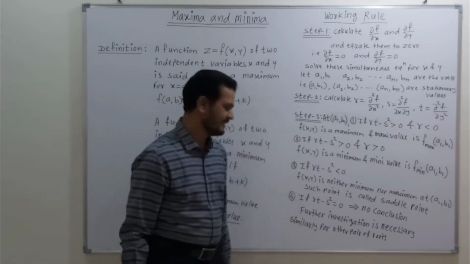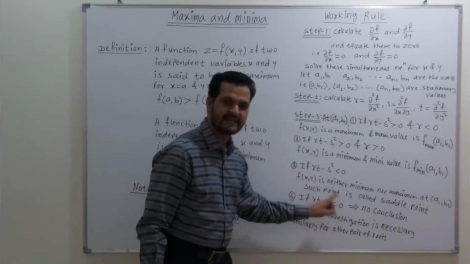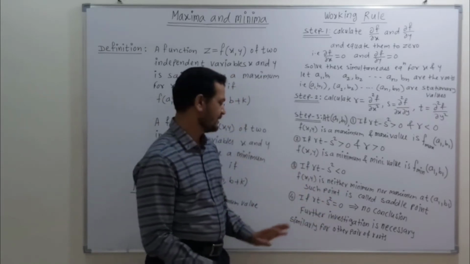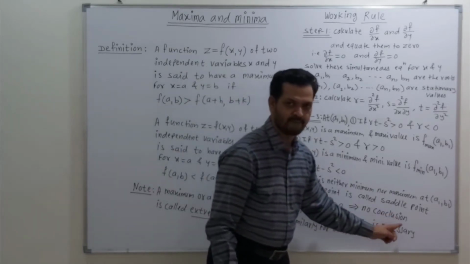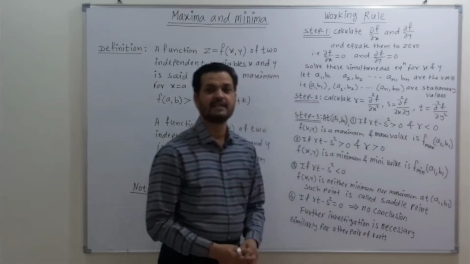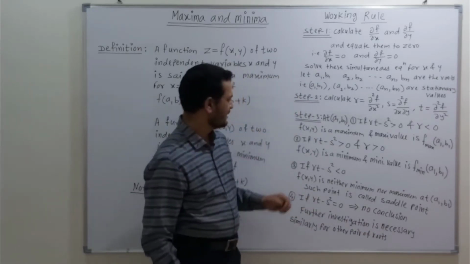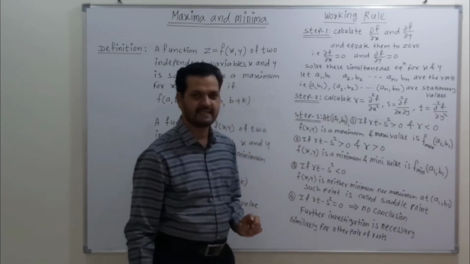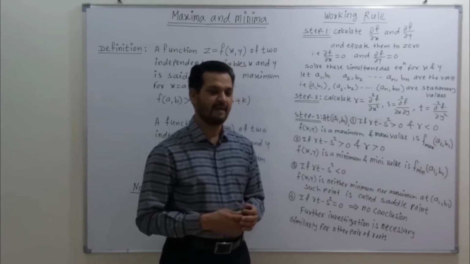Then the fourth case is that if we calculate the value of rt minus s square and this is exactly equal to 0, that means there is no conclusion. Further investigation is necessary for such points. So these are the four important cases under step number 3 to check whether the function is maximum or minimum.